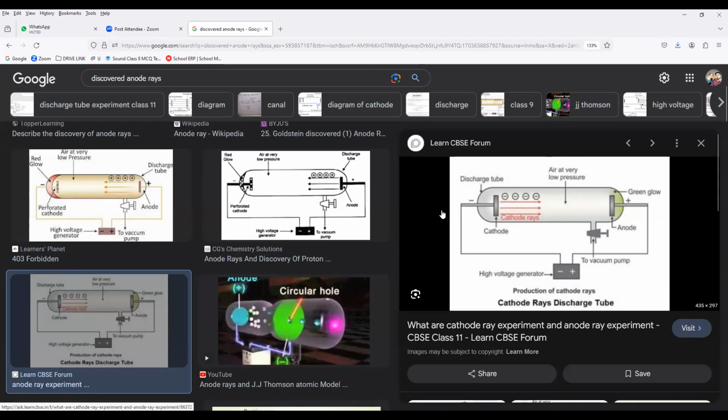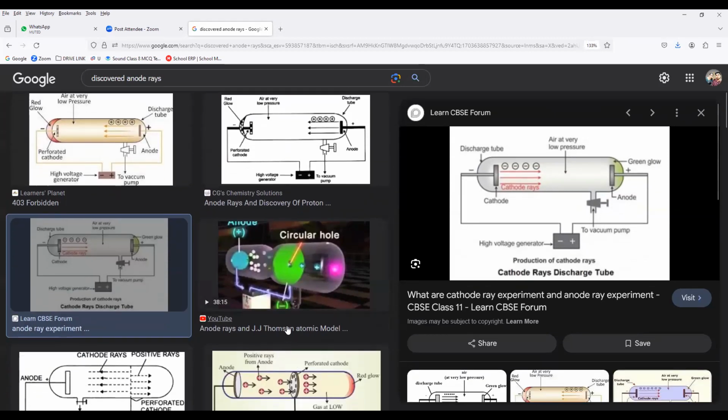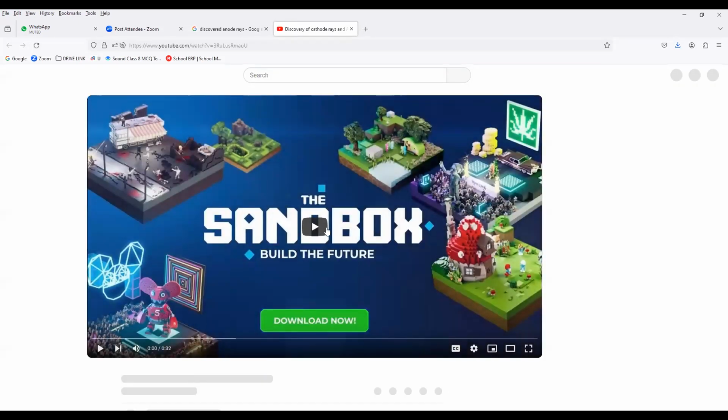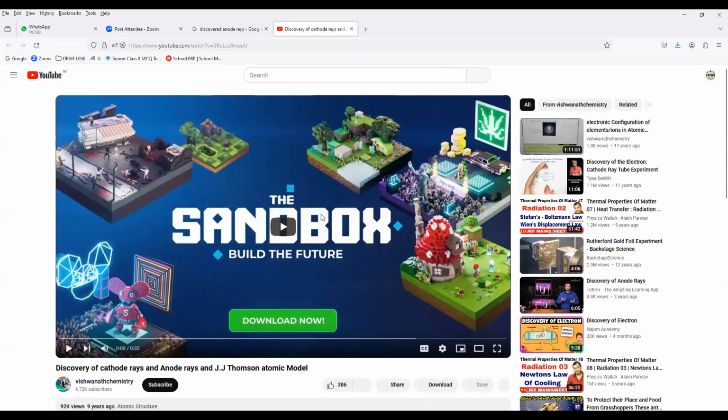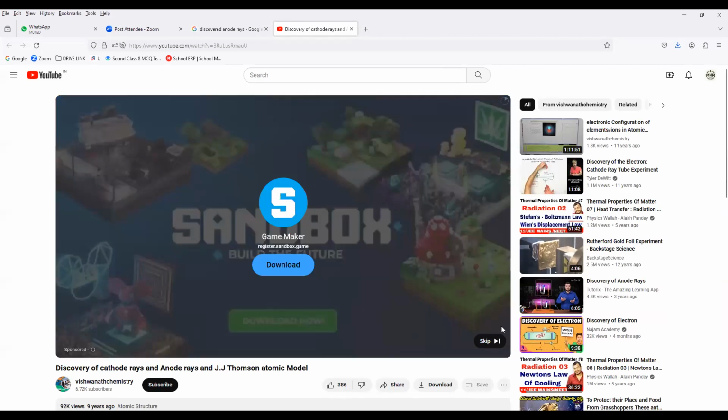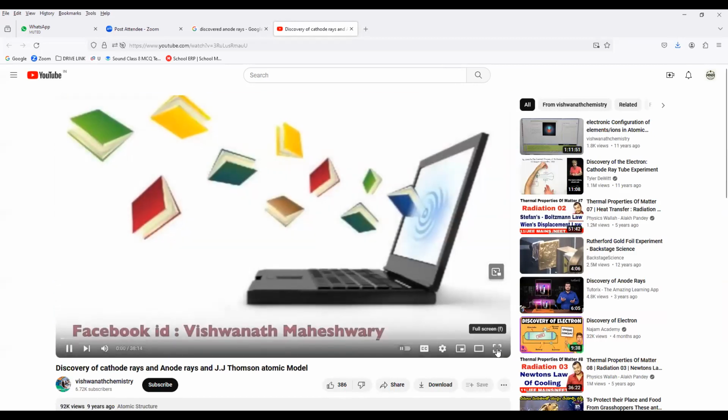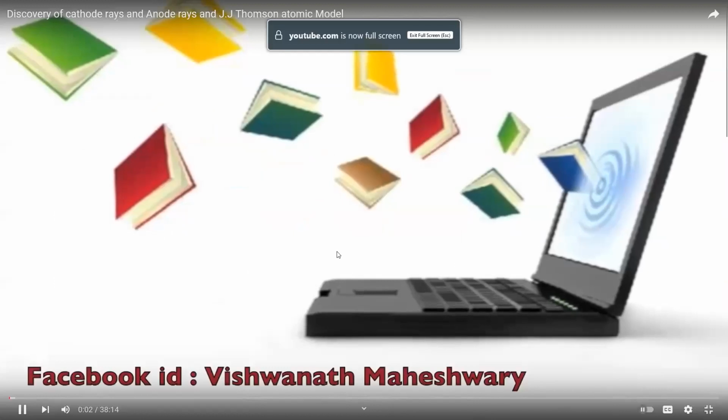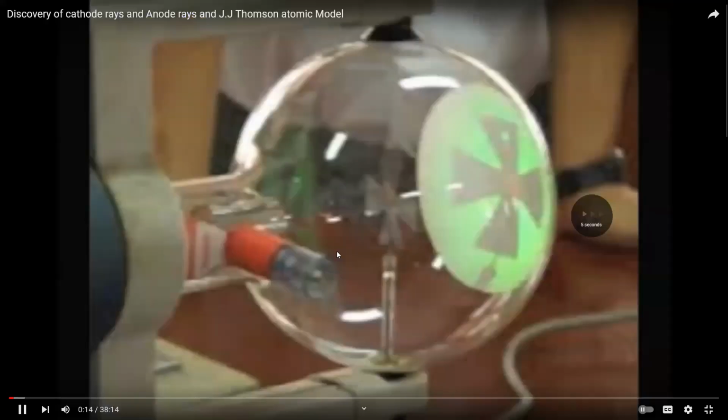for conducting the anode rays experiment, Goldstein made another kind of circular tube, with a circular plate-like thing in the middle of the tube. That is what I am going to show you. That is a tube which we used to call a perforated cathode. So let us see that and I will explain. You all observe this one.